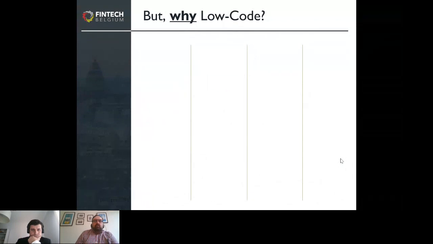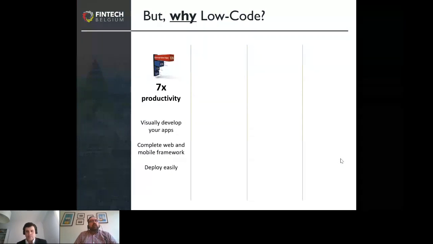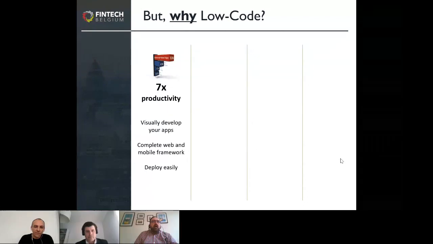But why low code? Why should I go for low code? First of all, it's very fast and it will increase your productivity. We are not talking about fast as in, I will reduce a lot of my costs. We are talking about fast, meaning that you will implement much more than you're doing today, and you will have it much earlier than you're having today.